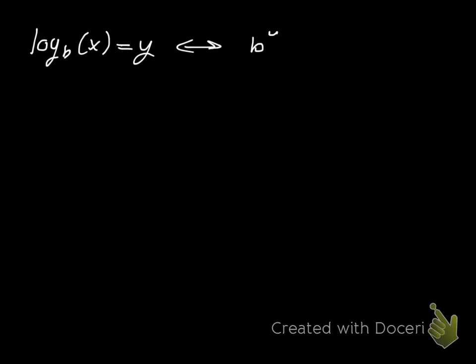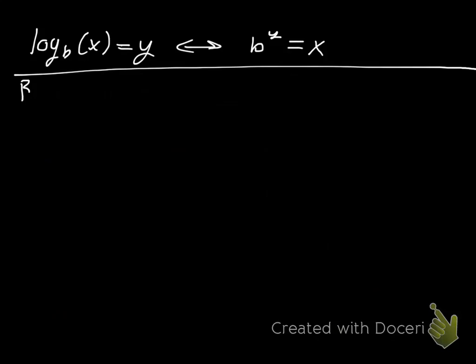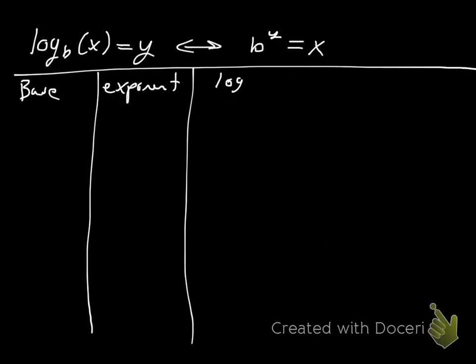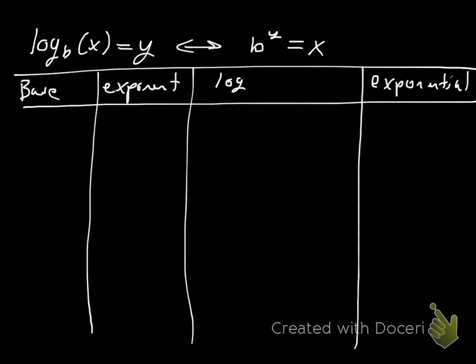I'm just going to write the definition of log in, and we're going to do a little table. It's going to find the base, the exponent, the logarithm, and the exponential. So I'm going to give you one form, and then to help things out, identify your base, identify your exponent, then I'll give you either logarithmic form or exponential form, and you've got to try to find the others.